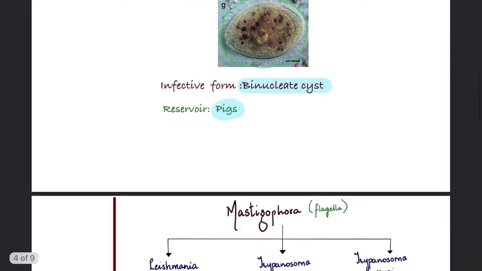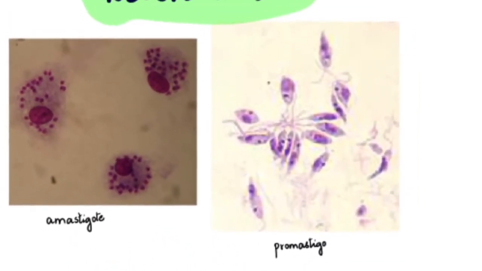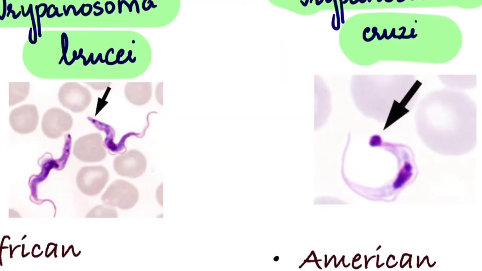Moving ahead to the next phylum, that is Mastigophora. Their characteristic feature is that they have flagella. Now under Mastigophora we have three organisms: Leishmania, Trypanosoma brucei, and Trypanosoma cruzi. Now there are two forms of Leishmania. One is amastigote and promastigote. The promastigote form has flagella. Trypanosoma brucei and cruzi can be differentiated by the appearance of nucleus at the tip in Trypanosoma cruzi.